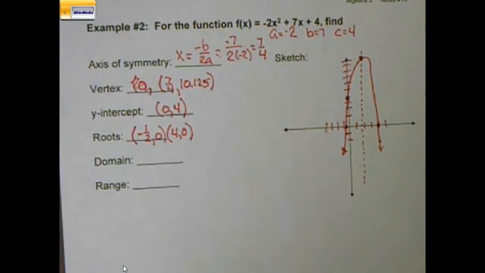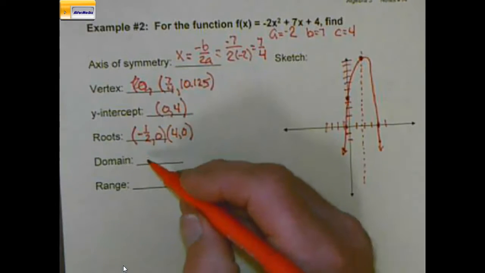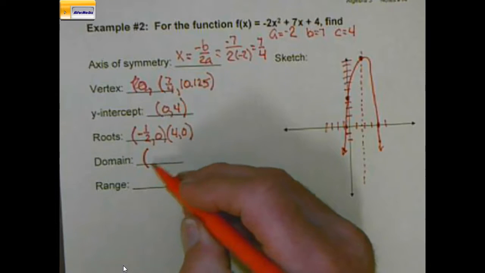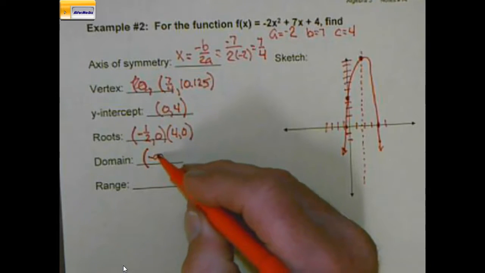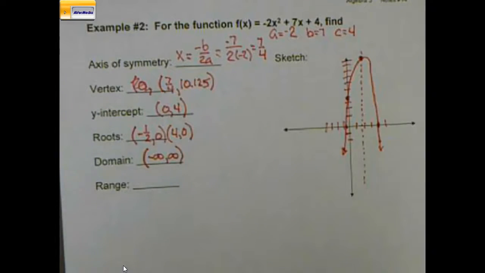Now that we've drawn our parabola, we can look at it, and we know our domain is continuing in the negative infinity and continuing to positive infinity. So we're going to write negative infinity to positive infinity. Remember, we use interval notation.